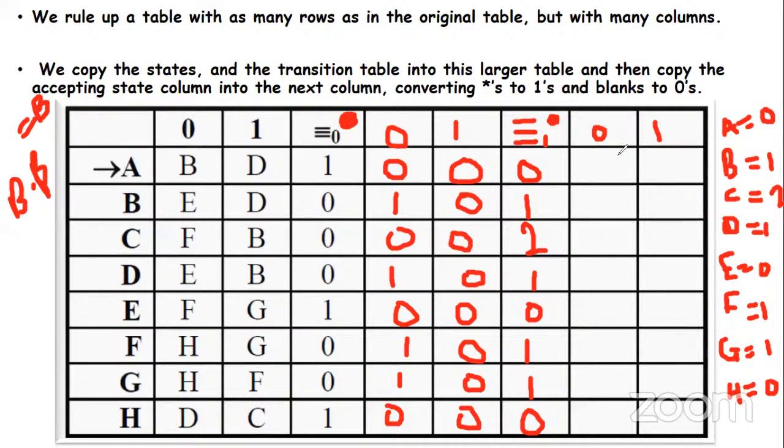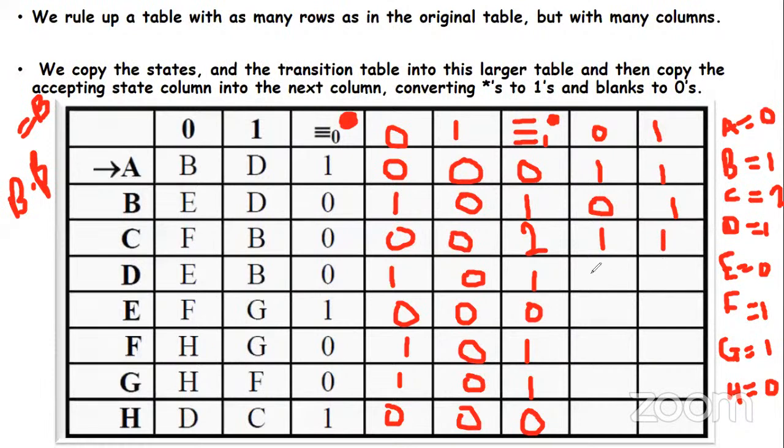So let's now generate the next combination of inputs. So now you have B and D here. We have B equals what? 1. And D equals what? 1. The next one is ED. Our E equals what? 0. And our D equals 1. The next one is what? FB. What is our F? 1. What is our B? 1.